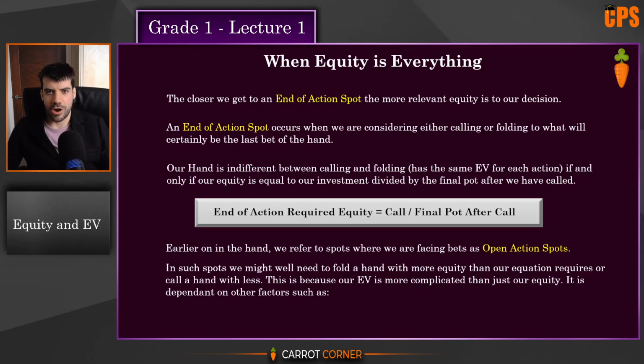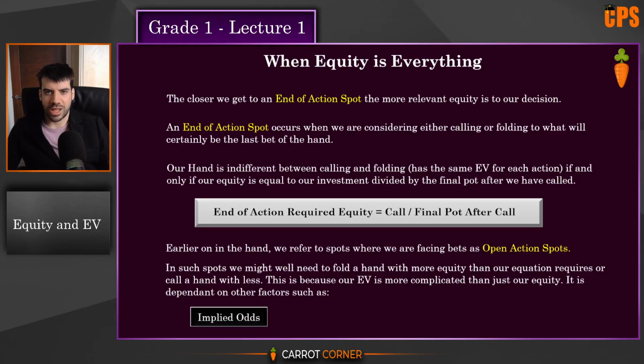And that's because there's a very large disconnect early on in a hand in an open action spot between EV and equity. And of course, it's not actually equity that we care about, it's EV. It just so happens that in end of action spots, EV and equity become really one and the same thing. Maybe not currency-wise, not numerically, but there is no other factor that leads to EV being what it is other than having enough equity and the pot odds, the amount you actually have to pay.